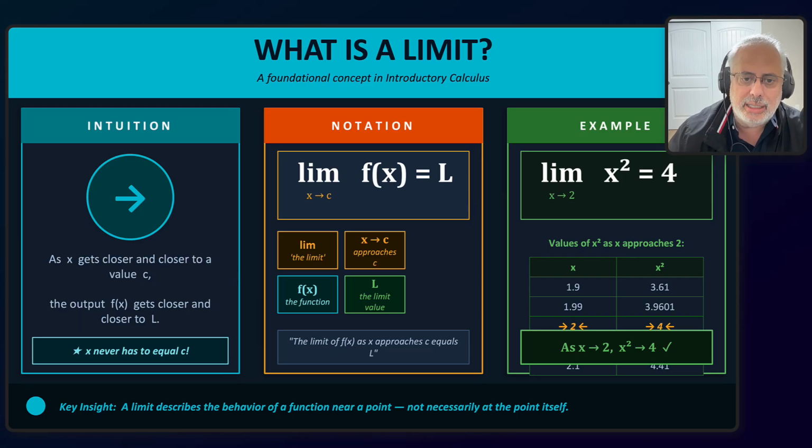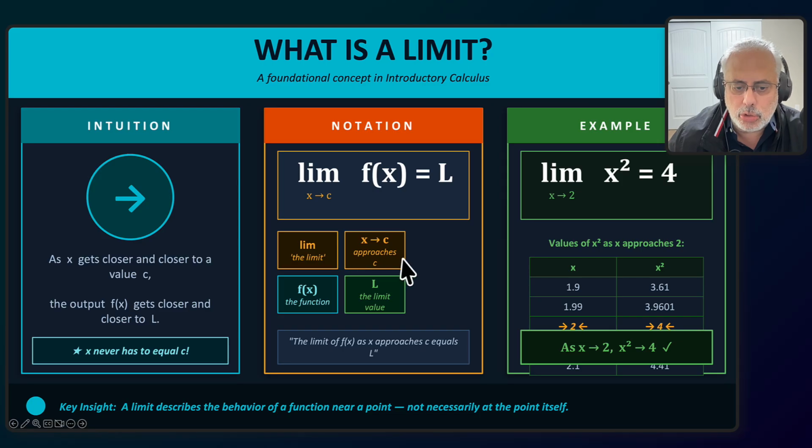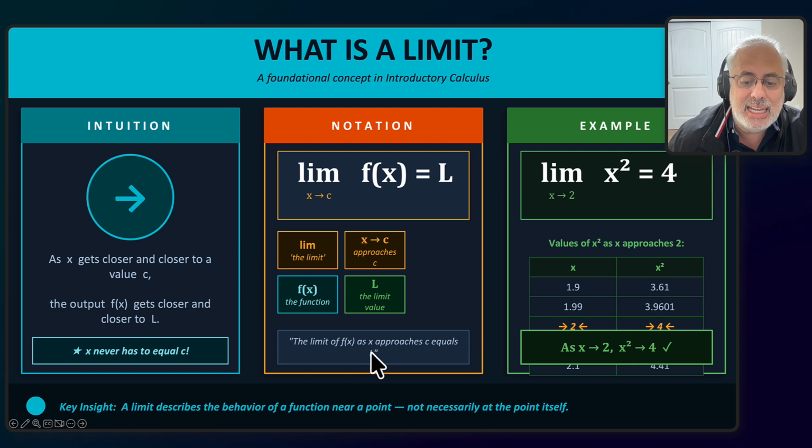And then we move to the notation, so the formal notation of the limit, which is what you see here in the middle. So you see the limit of the function f of x when x approaches c is equal to L. So this is the way to say it. The limit of f of x as x approaches c equals L. This is the way to say it orally, and this is the way to write it.